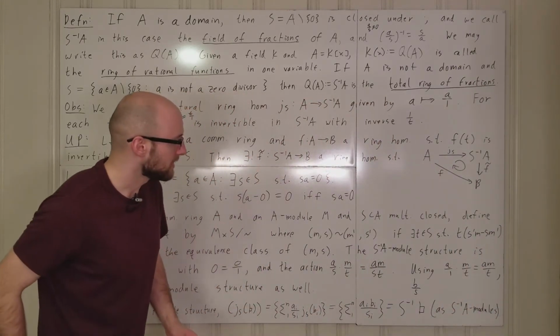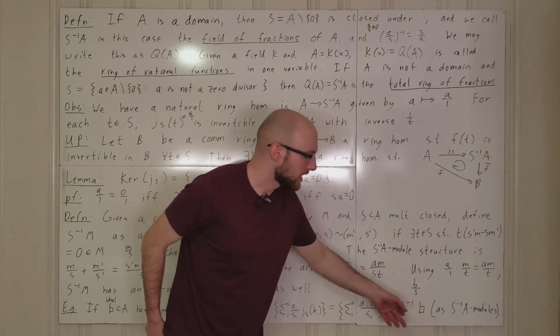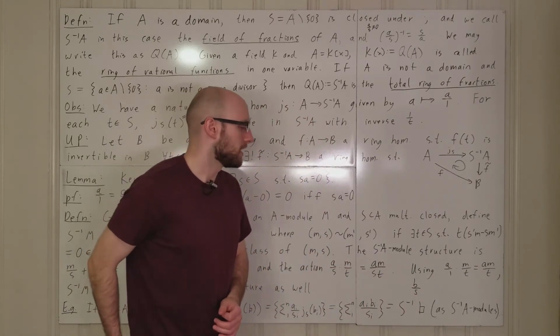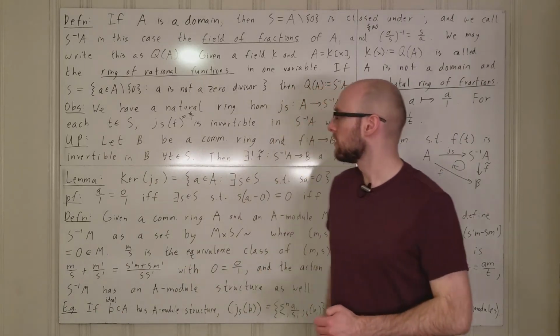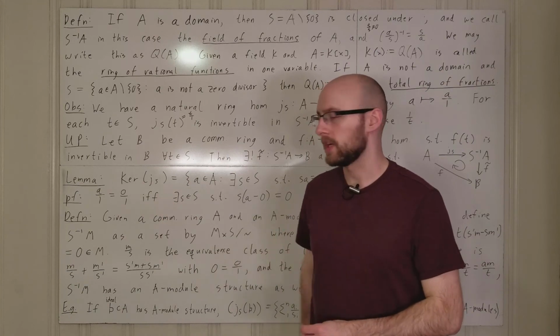And so as S inverse A modules, this ideal generated by the image of B under J_S is exactly the same thing as if you were to start with that ideal and just divide everything by s. And that's all we have to say for now about taking fractions of modules.